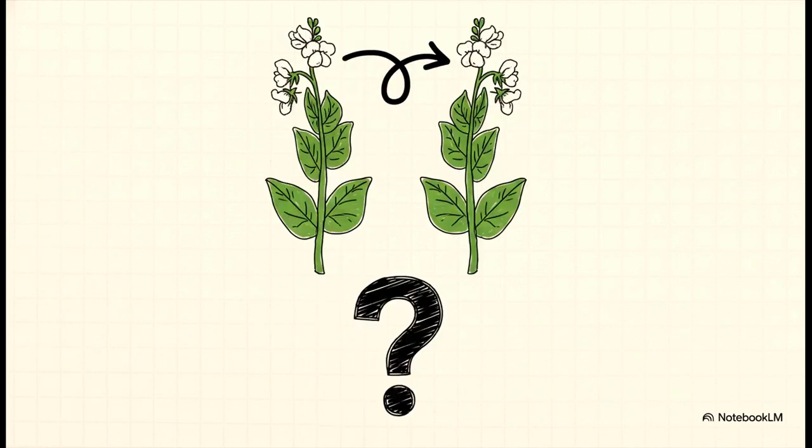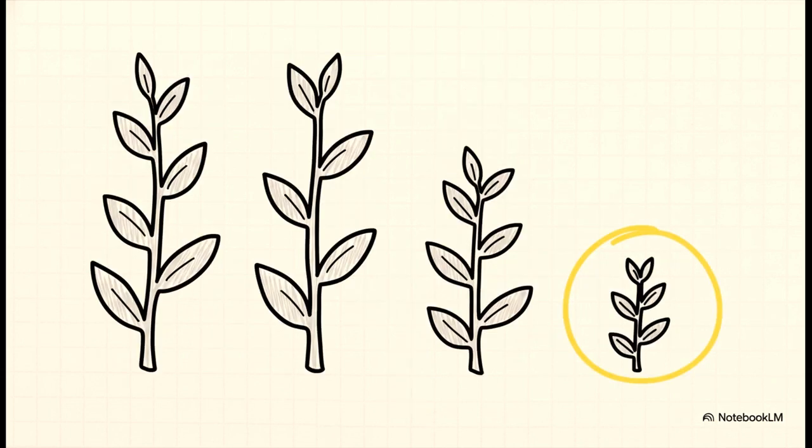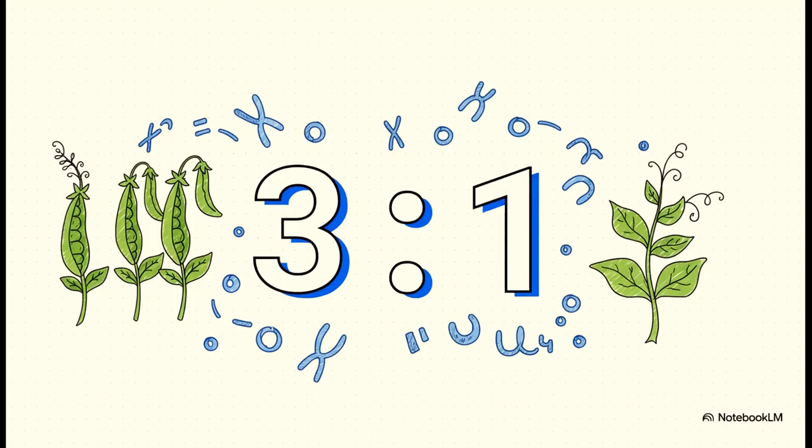Next up, he took those hybrid tall plants and crossed them. What do you think happens now? And bam, the dwarf trait pops right back up. Turns out it was there all along. And he found a consistent pattern. For every 3 tall plants, there was one dwarf one.